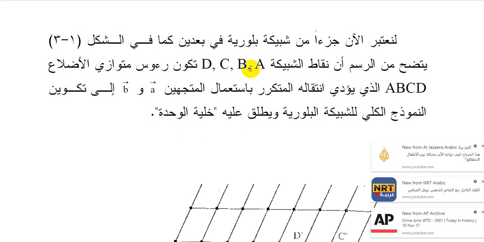The vertices of the parallelogram ABCD, whose repeated translation by using both vectors A' and B' leads to the formation of the overall typical model for the crystalline structure, is termed the unit cell.